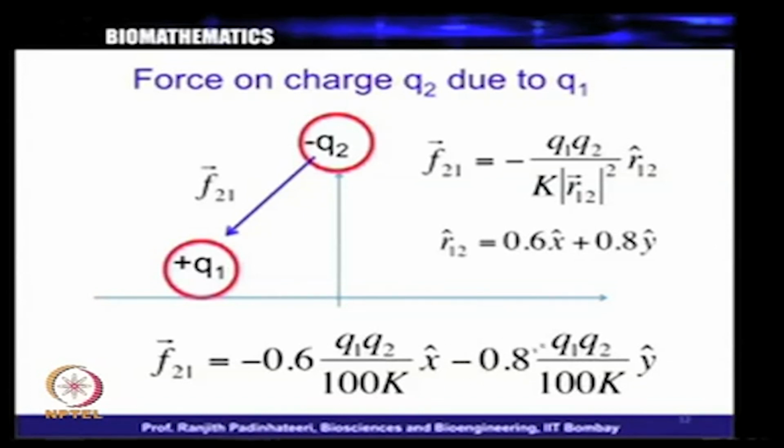So, this much force will be felt along the minus y direction and some force will be felt along the minus x direction. So, minus x direction some force, minus y direction some force. So, that is the total force that will be felt on this charge 2 due to charge 1.